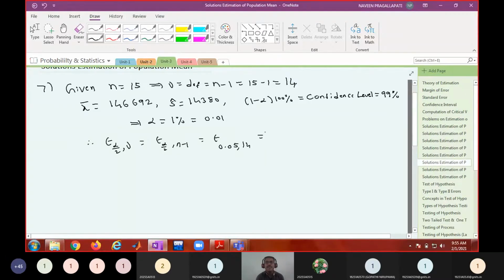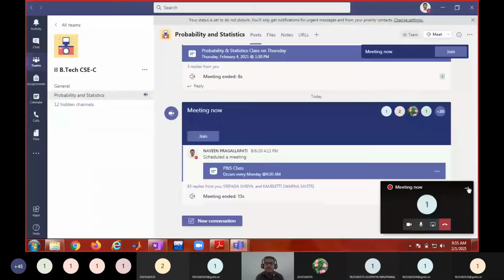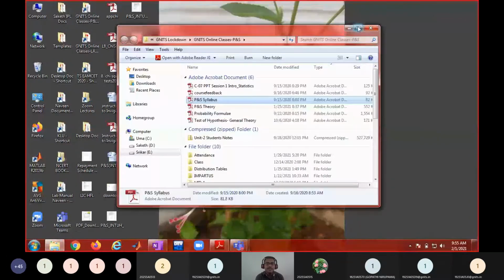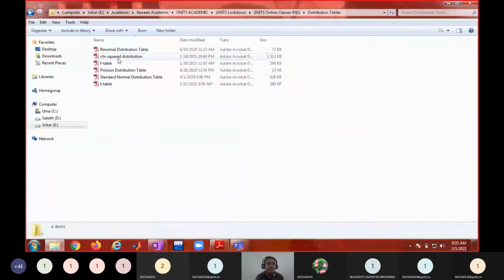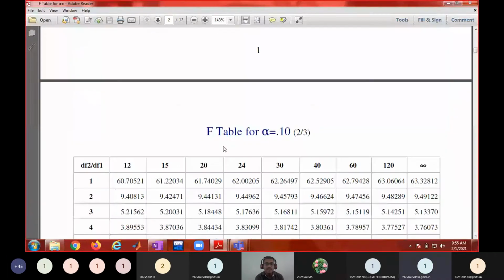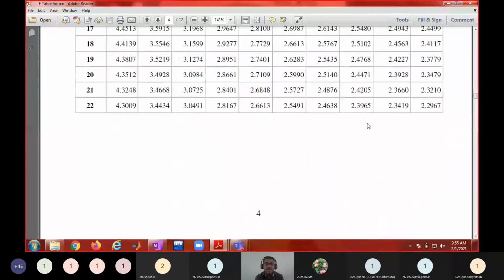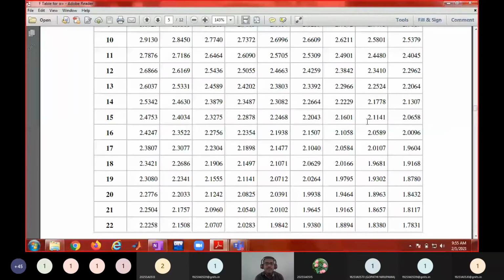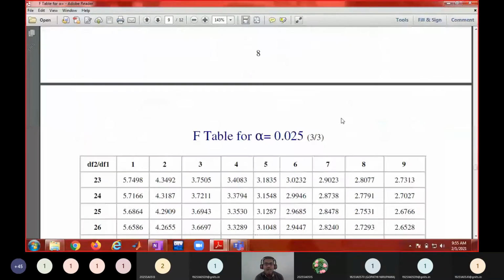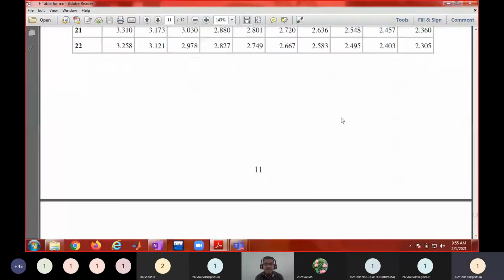Now look at your T distribution table and compute this. 0.005. Where is this? Do you have the value readily? 0.005 we want. I think it is not there. Yes, sir, it's not there.